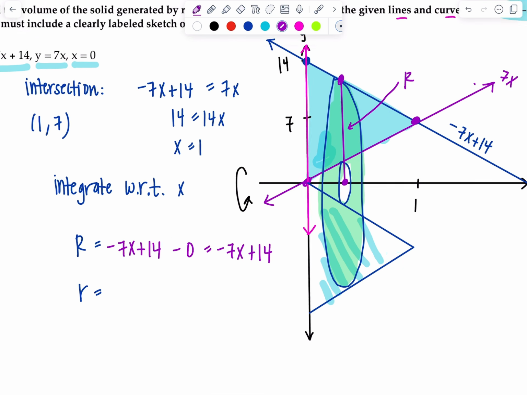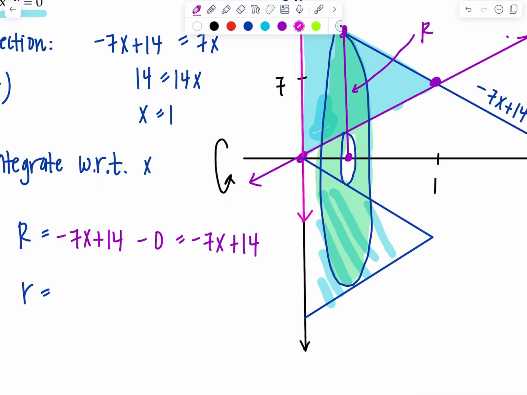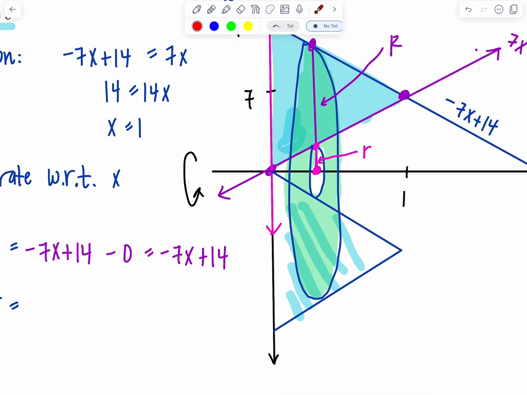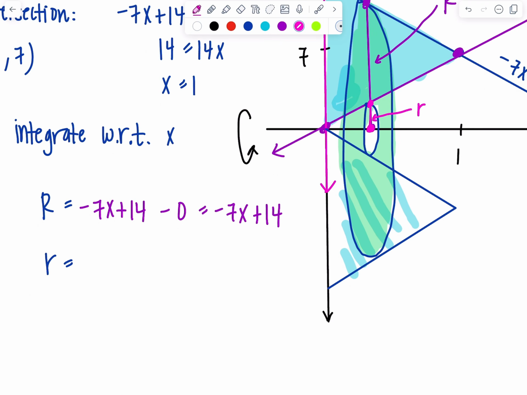What about little r? Always look at the original region, otherwise you're going to get screwed up. I should have said this sooner. Don't look over here to find big R and little r. It will get you messed up. Look at the original region only. Okay, little r. From here to here, yes? There's little r. Who's bounding little r on the top? 7x. Who's bounding little r on the bottom? 0. y equals 7x, y equals 0. So it's 7x minus 0, which is just 7x.